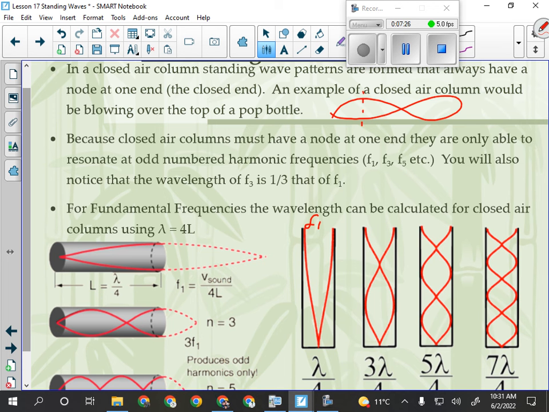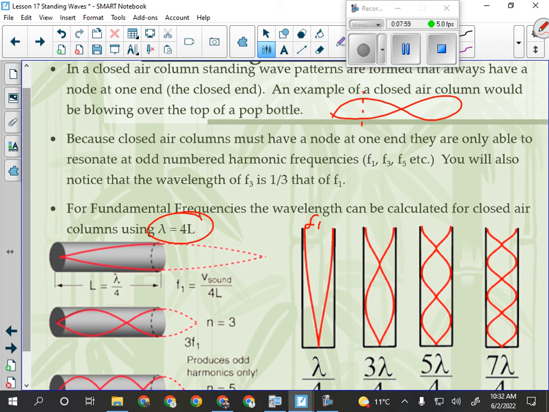So if I know the length of the tube, or the length of the column of air, I know the wavelength, because it'll be 4 times the length of the tube. And that's where this formula comes from. For closed air columns resonating at their fundamental frequency, the length of the column of air multiplied by 4 will give you the wavelength of the sound. Everybody all right with that?